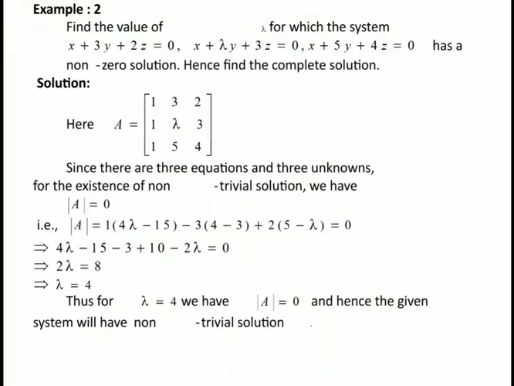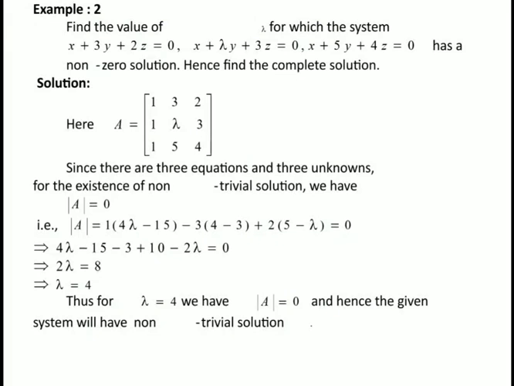Take one more example. Find the value of lambda for which the system x plus 3y plus 2z equals 0, x plus lambda y plus 3z equals 0, x plus 5y plus 4z equals 0 has a non-zero solution. Hence, find the complete solution. The coefficient matrix is A equals 1, 3, 2; 1, lambda, 3; 1, 5, 4. Since there are 3 equations and 3 unknowns, for the existence of non-trivial solutions we have to find the determinant of A, as in the previous case.